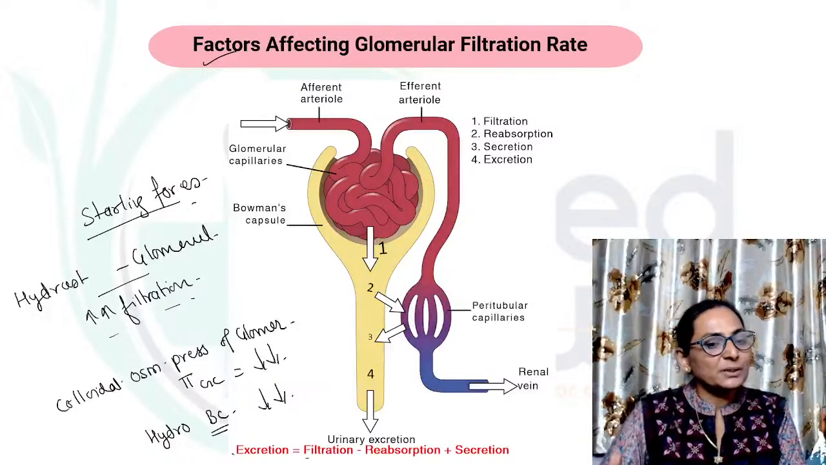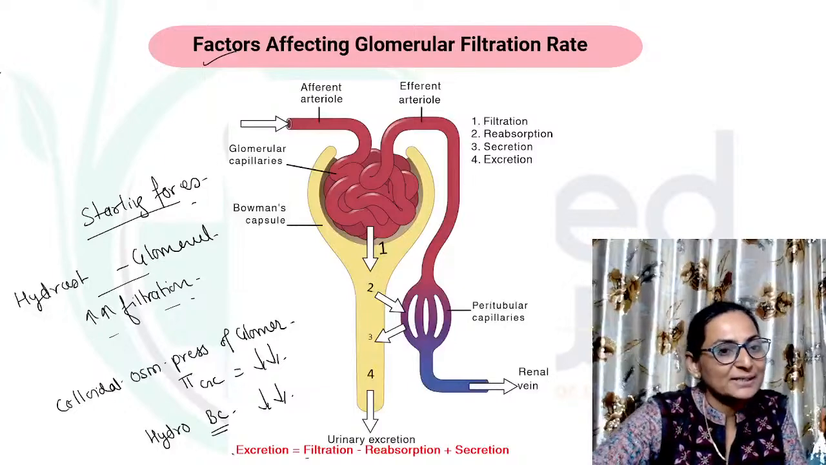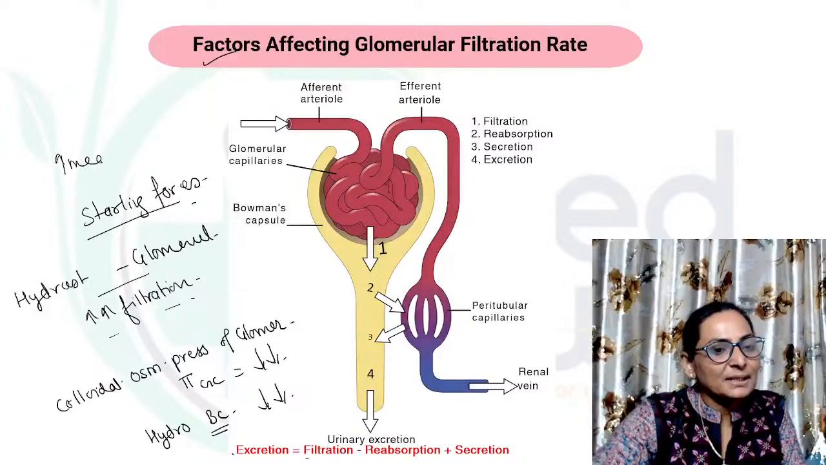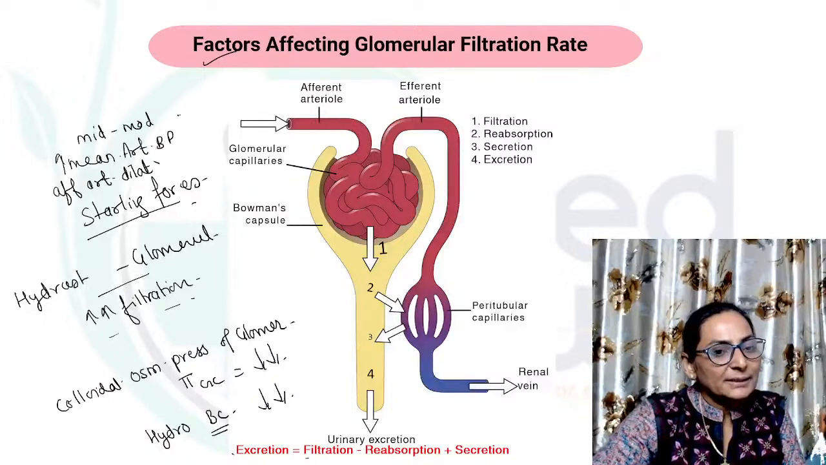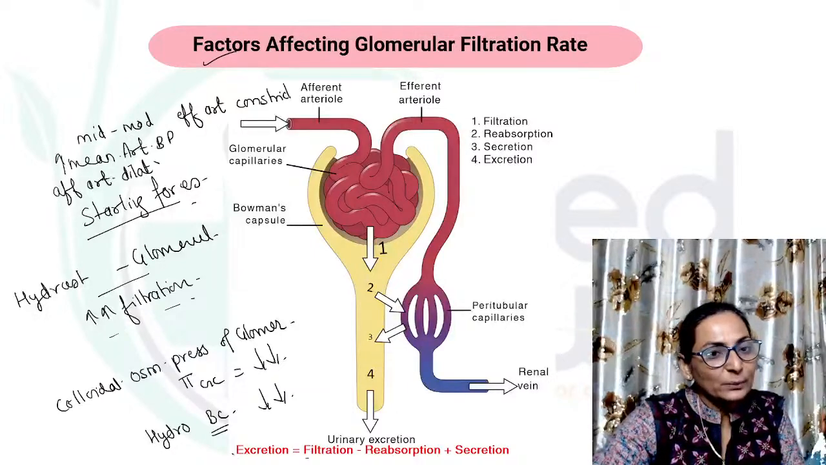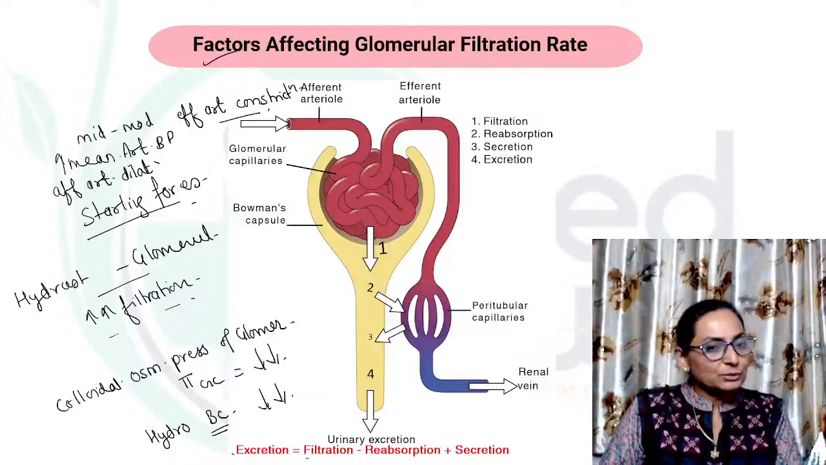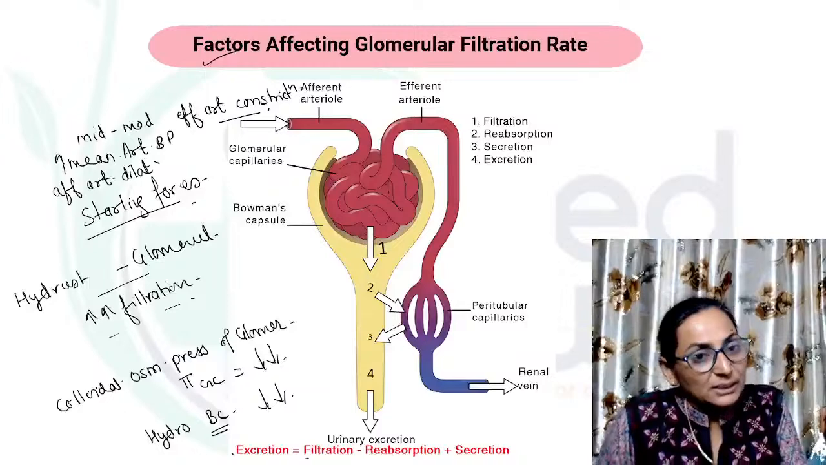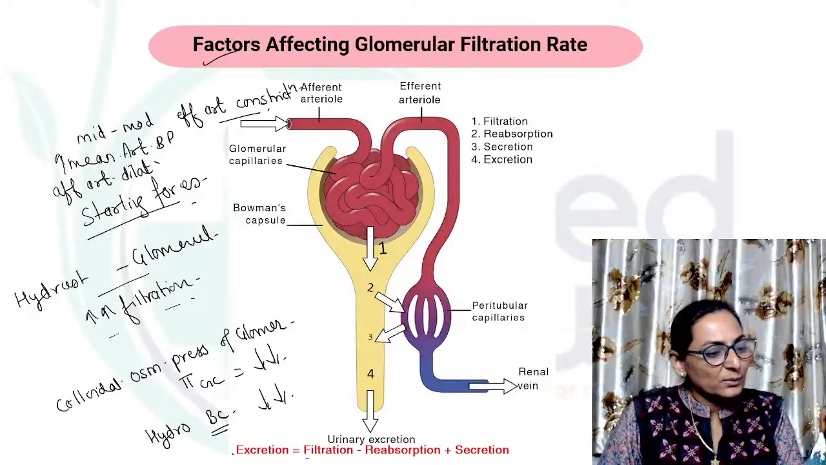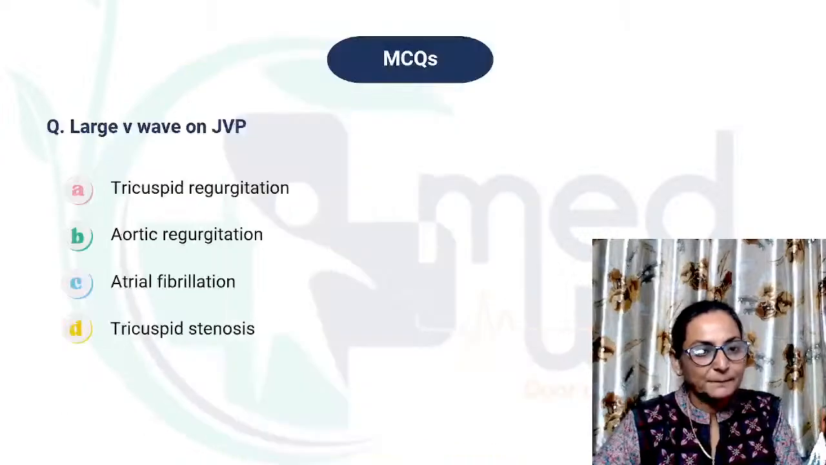So any factor which will increase the hydrostatic pressure of the glomerulus, for example, increase in the mean arterial blood pressure, or afferent arteriolar dilatation, or mild to moderate efferent arteriolar constriction. Mind well, I said constriction. Mild to moderate efferent arteriolar constriction and afferent arteriolar dilatation. These are the factors which increase the hydrostatic pressure and increase the GFR.